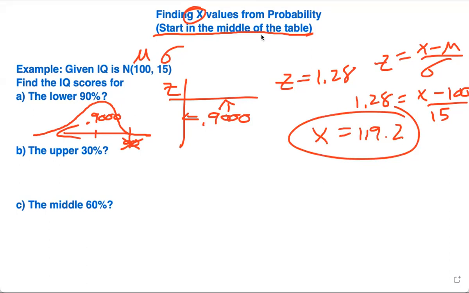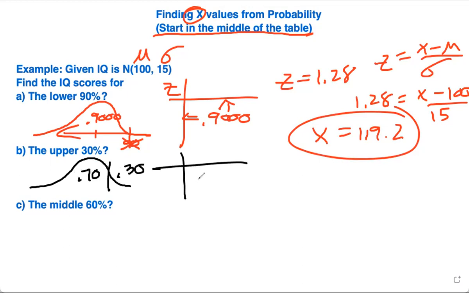What if it asks for the upper 30%? Well, remember, your table only reads the lower percentages. So the upper 30 is the same thing as finding the lower 70. So once again, you're going to go ahead and find the lower 70, 0.7000, to find out what that z-score is. That's, again, a positive z-score because I'm over the 50% mark.